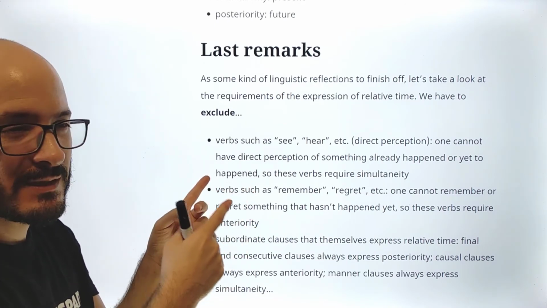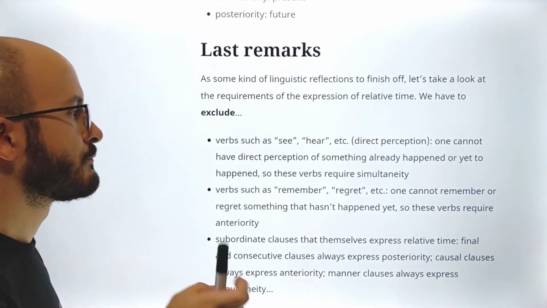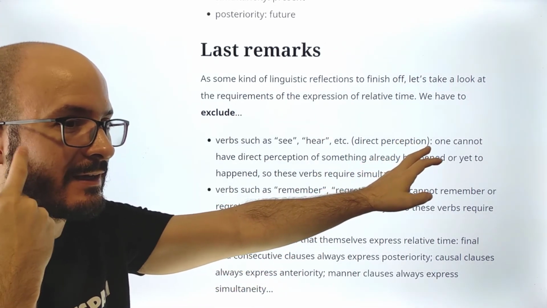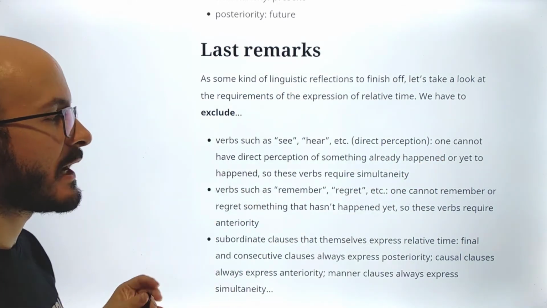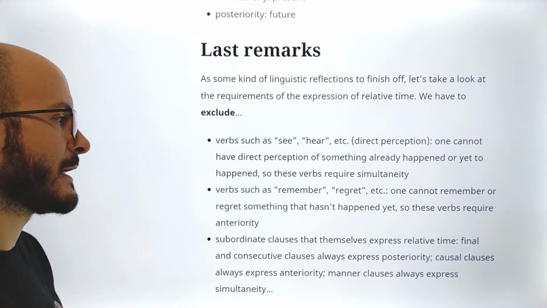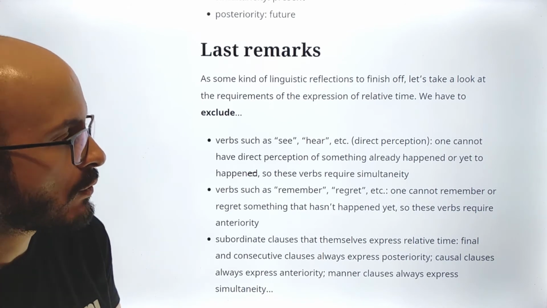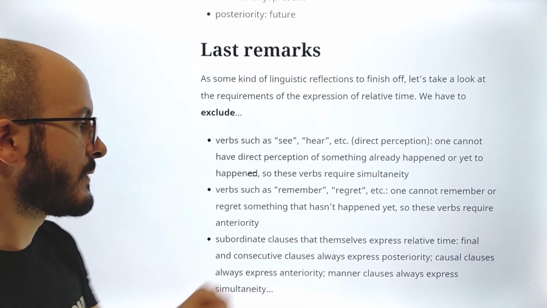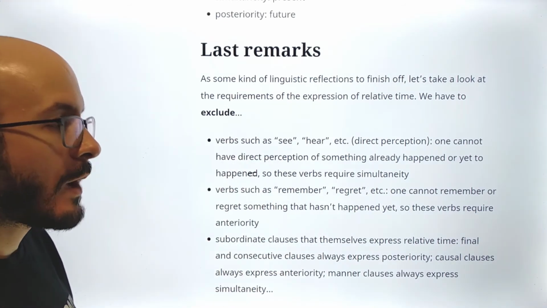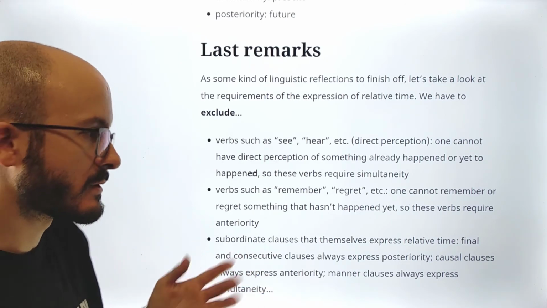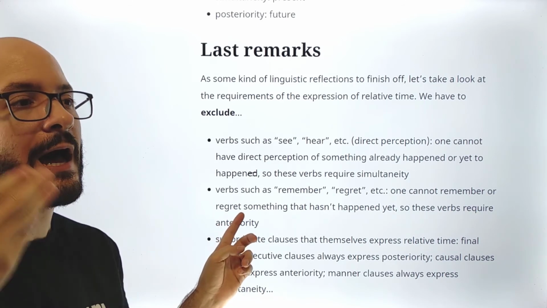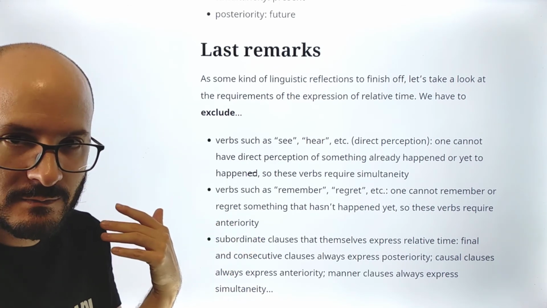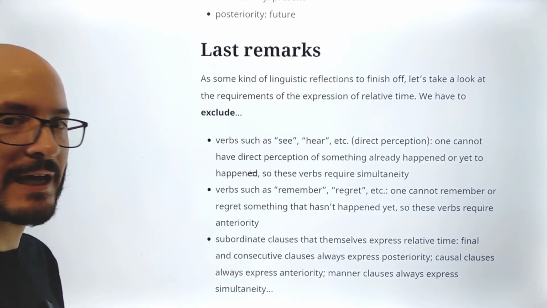Okay, but sometimes relative time just doesn't make sense, let's say. Verbs such as see, hear, etc., that is direct perception, like we are seeing now. One cannot have direct perception of something already happened or yet to happen. So these verbs require simultaneity. That is, these verbs only can have simultaneous actions. Then, verbs such as remember, regret, etc., one cannot remember or regret something that hasn't happened yet, of course. So these verbs require anteriority. I cannot regret something which I haven't done yet, or remember something that hasn't happened. So always anteriority, something that has happened or that I have done.